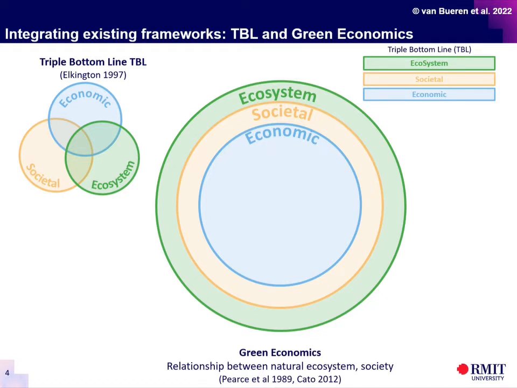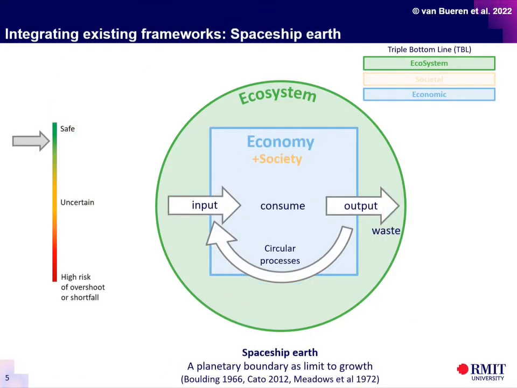Here, society is constituent of the natural ecosystem, as it depends on it, whereas the economy is actually a subsystem for society. What we see in this approach is that if the parent system collapses, its subsystems will also become unstable. Now, Spaceship Earth describes a linear process of the economy taking resources from the ecosystem and putting waste back into it. And there is also the circular process that is confined within the economy.